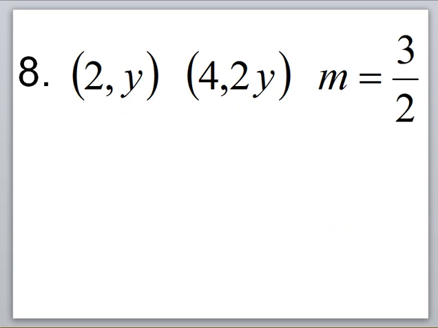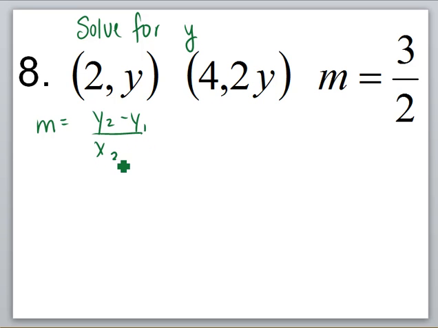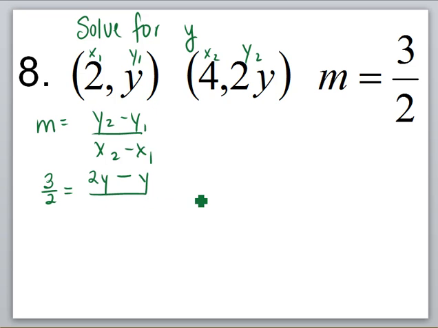This example is a little bit of a challenge. What it is asking me to do is I'm going to actually solve for y. I'm going to do that using my slope formula, y2 minus y1 over x2 minus x1. This is my x1, this is my y1, x2, y2. So I'm going to start plugging in things. This time I know m is 3/2. y2 is this 2y minus y1 is y over x2 is 4 minus x1 is 2.